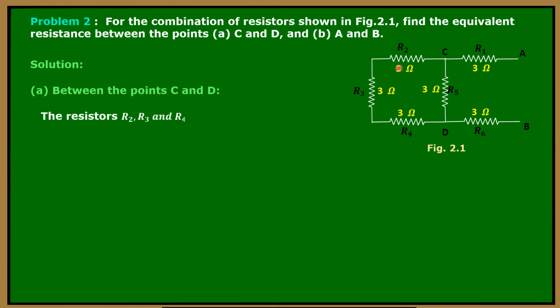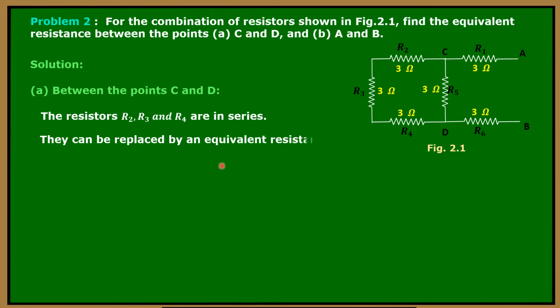The resistors R2, R3 and R4 are in series. So if the equivalent resistance of these three resistors is Rs, then Rs is equal to 3 plus 3 plus 3. They can be replaced by an equivalent resistance Rs equal to 3 plus 3 plus 3. We get 9 ohms. That means these three resistors can be replaced by a single resistor of resistance 9 ohms.